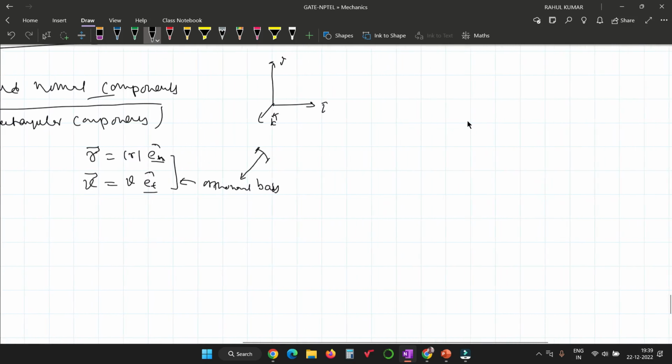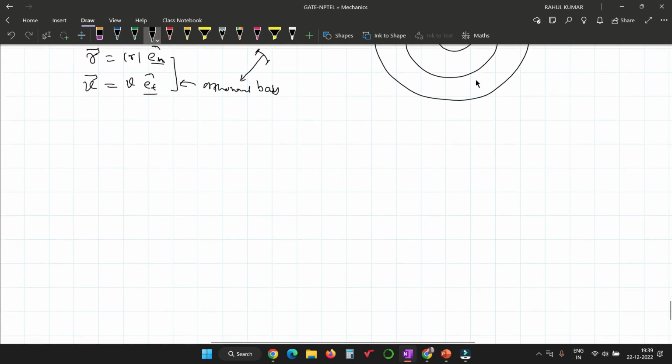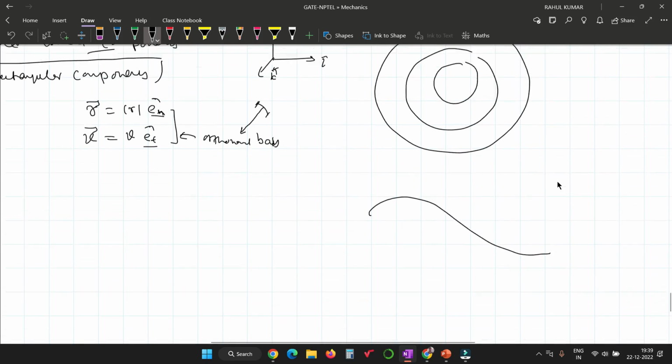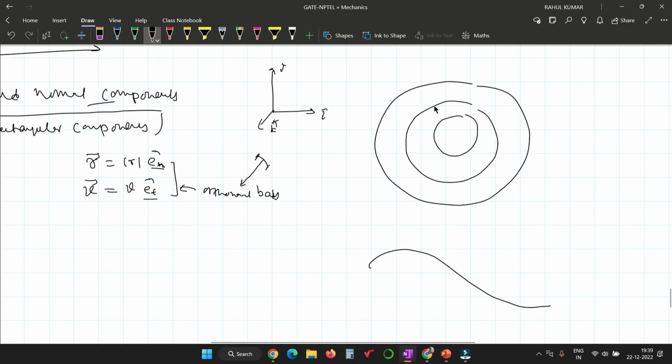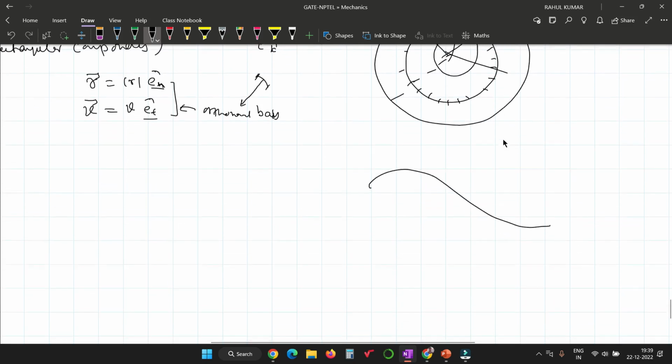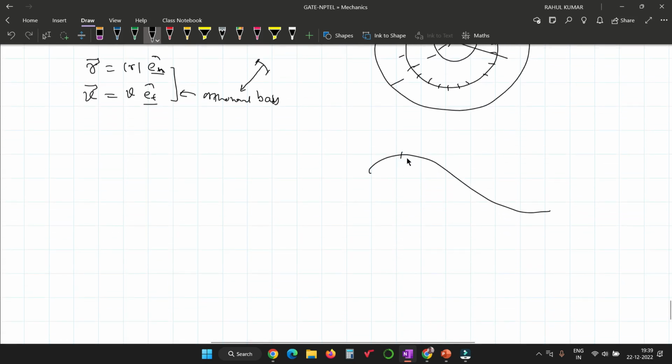In polar coordinates, actually the r changes. The system is like this, but the curvilinear is like this. It is not following any straight line. In polar, things are constant at each theta, and just the radius changes at each instant of time. But in curvilinear motion, you can see that the e_n direction changes, and e_t is also changing.